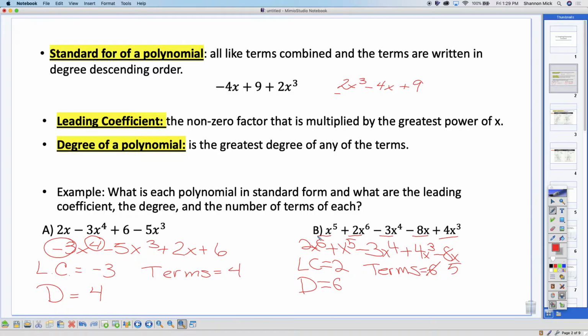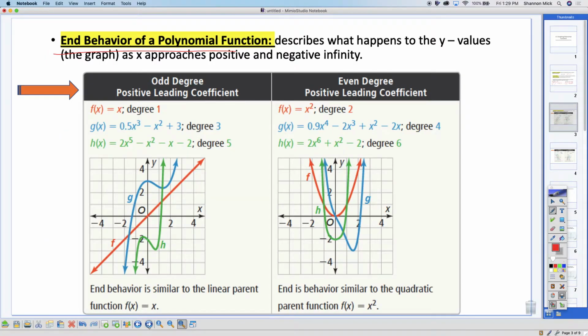Okay, so any other questions about this? No. So we're going to go to the next thing. Now, there's a lot of stuff. Please do not just start writing. We need to understand what we're doing. The big red arrow might be the key words that we need. We are going to be talking about the end behavior.